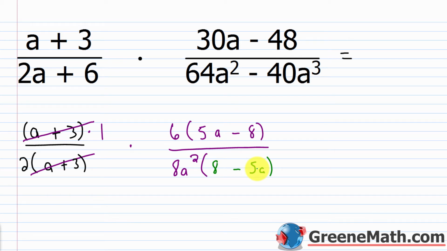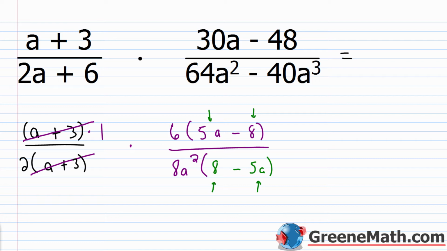Those are opposites. If you'll notice, I have 5a and I have 5a. Forget about the sign for a second. I have 8 and I have 8. Each one has an opposite sign. Here 8 is negative, here 8 is positive. Here we have negative 5a, here we have positive 5a. So if you have opposites like that, essentially you can just cancel them and say the result is negative 1.